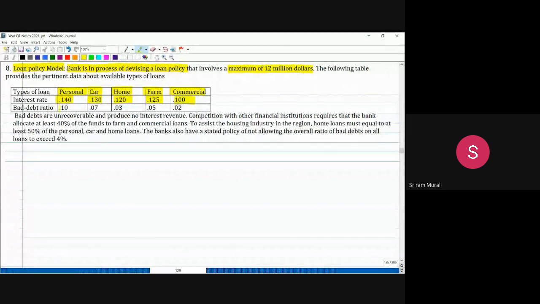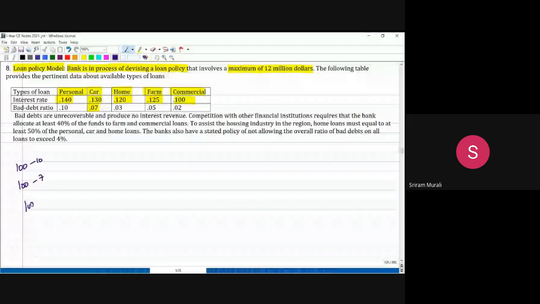Bad debt ratio means the amount which is not recovered. 10% is not recovered. Suppose I issue 100 rupees, where 10% is not recovered in personal. If I issue 100 rupees, 7% is not recovered in car. If I issue 100 rupees for home, 3% is not recovered. So here 90% is recovered, here 93% recovered, here 97% recovered.